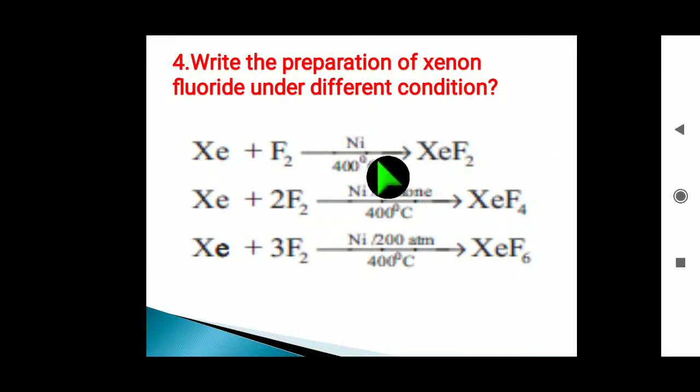The first equation is in the presence of nickel at a temperature of 400 degrees Celsius. In the second equation, with nickel at the same temperature of 400 degrees Celsius, we can get XeF4. And in the third one, with nickel, we should also maintain a pressure of 200 atmospheres at 400 degrees Celsius.